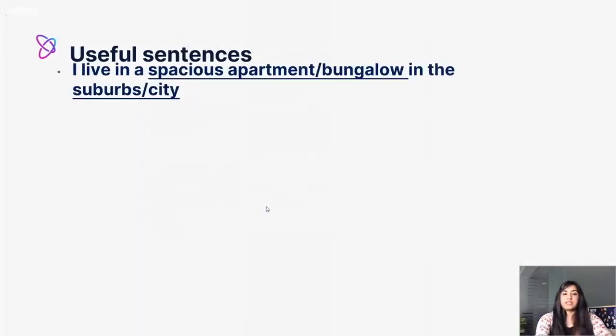Okay, some more useful sentences. If they ask you about your home or where you stay, or the building that you live in, it would be something like, where are you staying right now? You can say something like, I live in a spacious apartment, or I live in a spacious bungalow, in the suburbs or in the city. Okay, know where you're living. If you're living outside the city, it is the suburbs. If you're living in the city limits, say city. They might go on to say, who do you live with? I live with whoever, my parents, I live alone, I live with my family, etc.